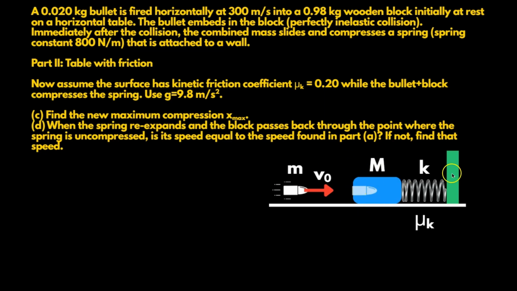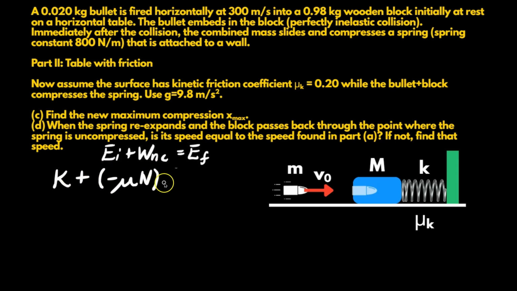However, the friction will affect the second stage, as the bullet block is sliding on the surface, some of that mechanical energy is going to be transformed into thermal energy. So although we can't use the conservation of mechanical energy here, we can use the work energy equation with non-conservative work, which states that the total initial energy plus the work done by the non-conservative force is equal to the total final energy.